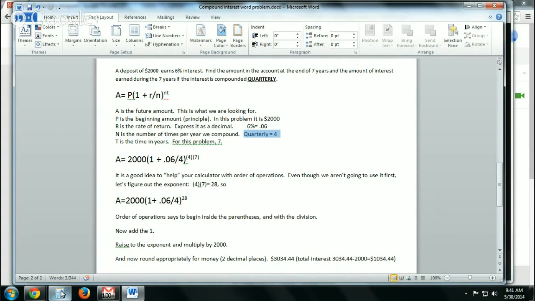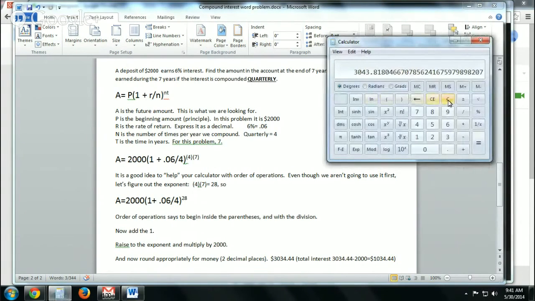Now again, it's a good idea for us to help our calculator along the way. 7 times 4 for my exponent looks like that'll be 28. So let's put 28 in for our exponent. Now again, following order of operations, 0.06 divided by 4, and press equals. Add 1 to this with no rounding and press equals. Again with no rounding, using your exponent key, 28 is the exponent that we'll use, press equals. Then the final step, multiply by the principal and press equals.